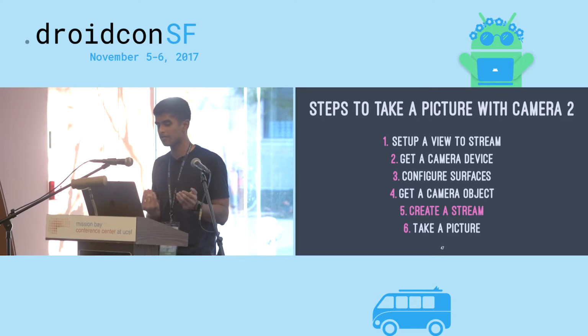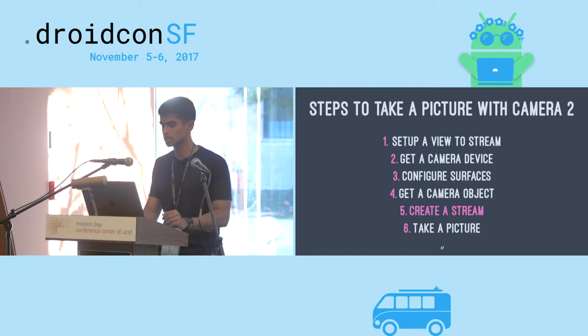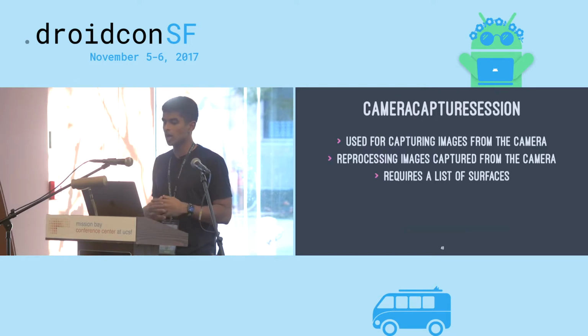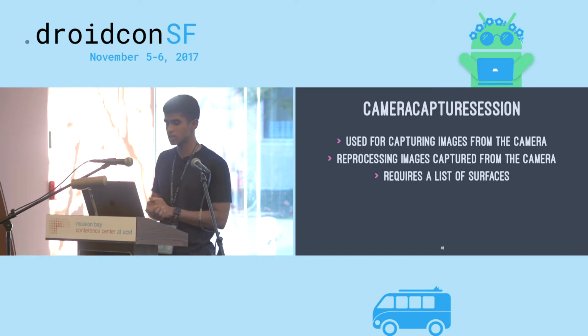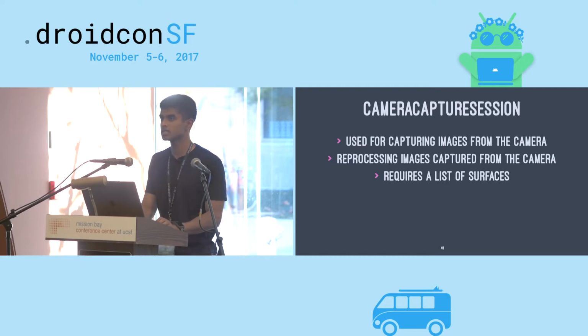So far we have configured our surfaces to the right dimensions, and we've created the camera object, but we still haven't started streaming what the user is pointing to yet. So that's what this step is for. For that, we're going to first need a camera capture session. It's basically used for capturing images, reprocessing images, and you also need to pass in a list of surfaces.